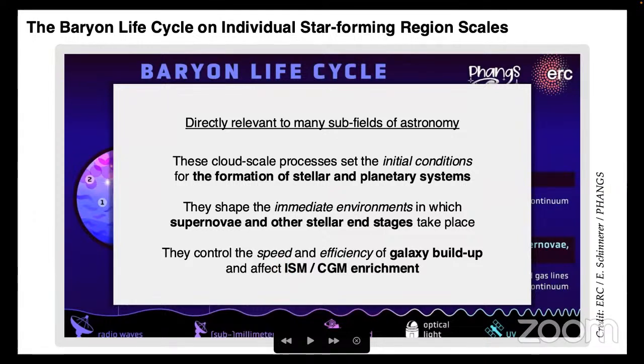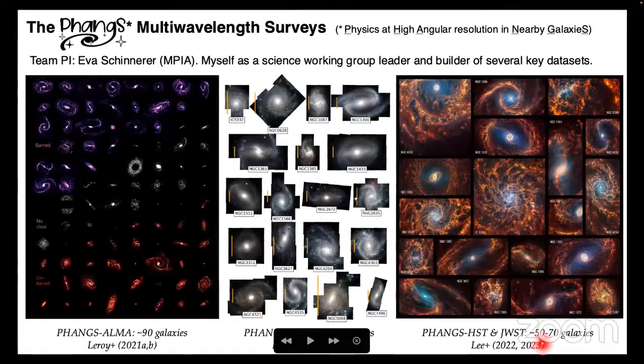Now, over the past years, there has been quite a lot of progress in this field in understanding the physics that's driving this baryon cycle on small scales. This is mostly through technological advancements at different wavelengths, which allow us to map individual star-forming regions across a large sample of nearby galaxies. There are multiple teams in the field doing this work. What I will be talking about mostly is the work in the FANGS team, in which I play a lot of roles.